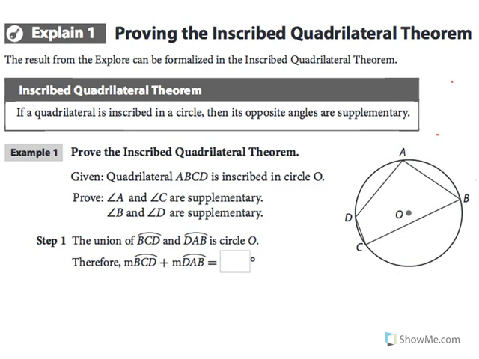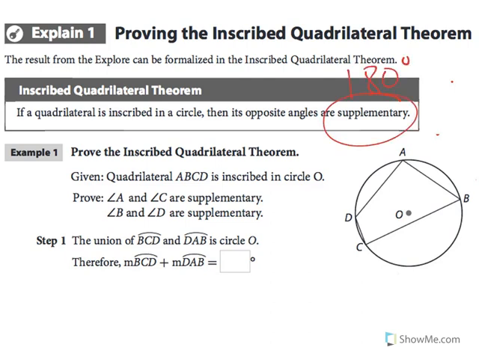Proving the inscribed quadrilateral theorem. The result from the explorer can be formalized in the inscribed quadrilateral theorem. Inscribed quadrilateral theorem: if a quadrilateral is inscribed in a circle, then its opposite angles are supplementary. So we have learned that supplementary is 180 degrees.